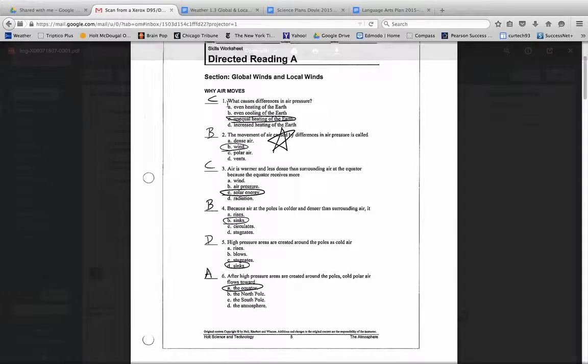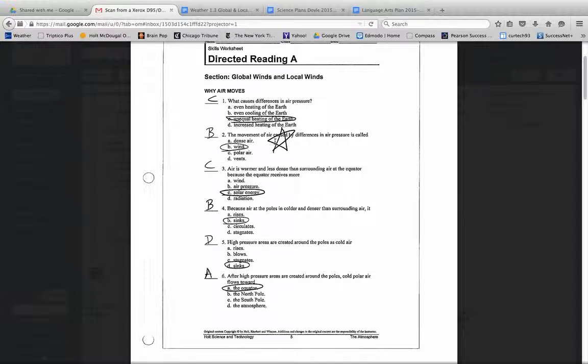Alright, so number one, what causes differences in air pressure? And that's the unequal heating of the earth. So different surfaces on the earth heat up differently. The ocean heats up differently than the sand, or than dirt, or than grass, or mountains. So all these different surfaces heat up differently, and that causes differences in heating and then differences in air pressure.